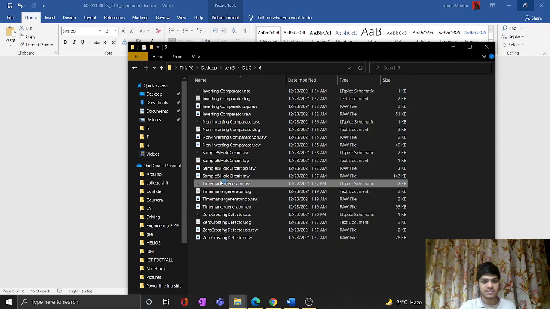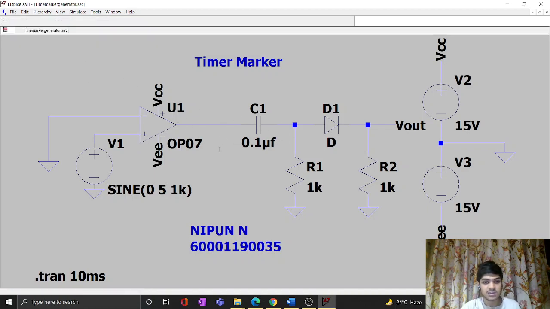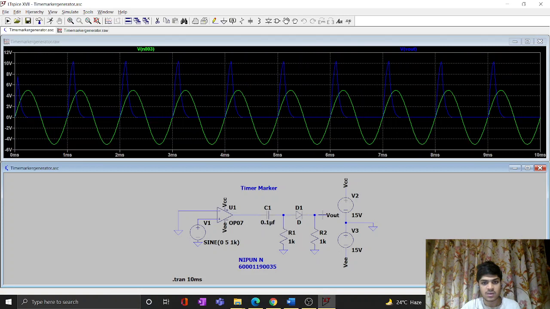So the next application we'll be seeing of comparators is the time marker circuit. In this we connect the comparator to an RC configuration like this, as shown. So here, whenever we supply input voltage at the non-inverting side, I'll be running this circuit. This is the input voltage, this is the output voltage. So we get the output voltage as spikes, as you can see here, positive spikes in this case.